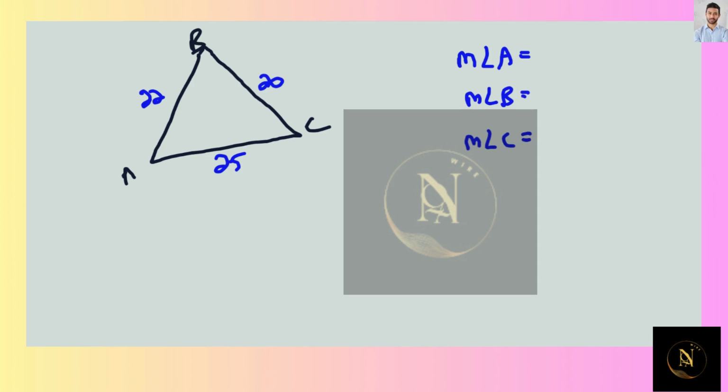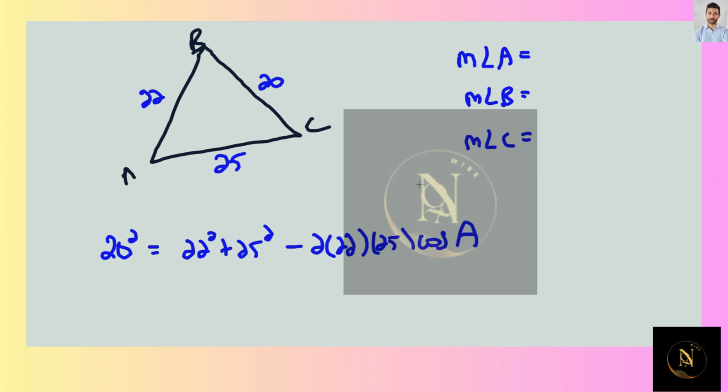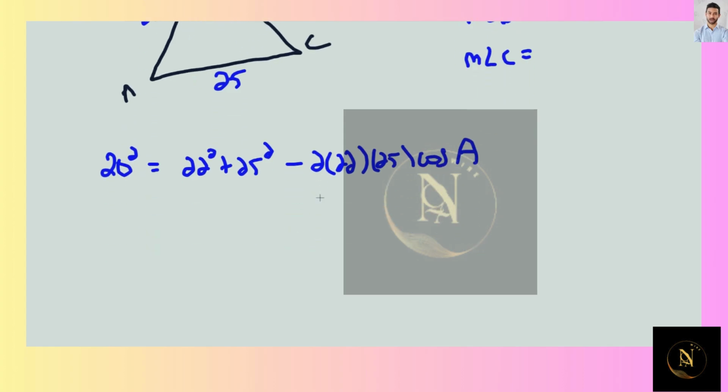We could use the law of cosines in order to find, for instance, angle A. The law of cosines states that the side squared is equal to the other two sides, which would be 22 and 25 squared, minus 2 times the other two sides, times the cosine of the angle you want to find. So if we're going to start this equation with 20, we end it with that opposite angle A. So we have to solve for this variable.